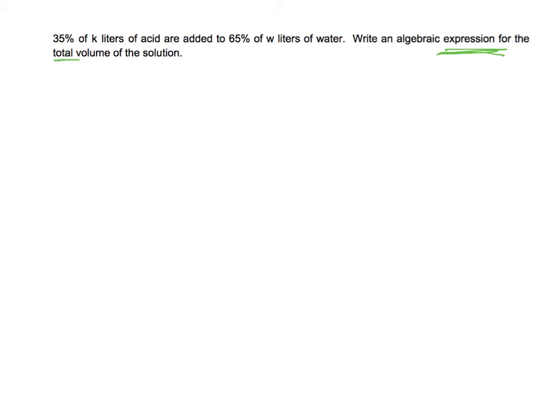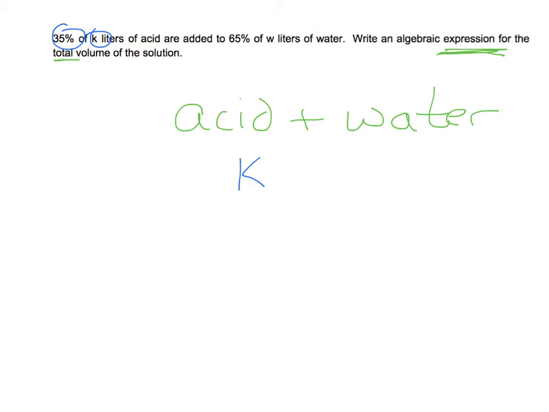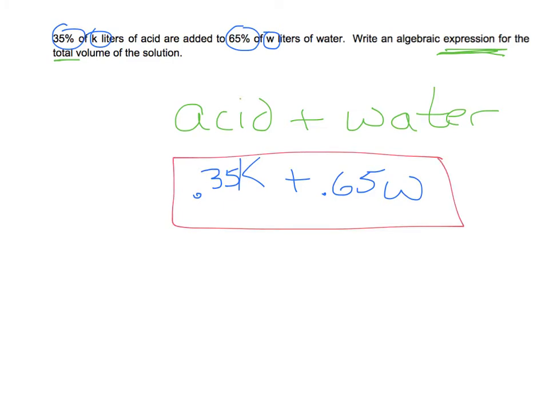So we know the total is going to be the acid plus the water. So we need to figure out how to write this. For acid, we know acid is going to be the letter K, and there's 35% of it. So 35% written in decimal form is just 0.35. And to that, we're going to add the 65% of W, which is just 0.65W. And that is it. That's literally all you have to do. That expression there represents the total.